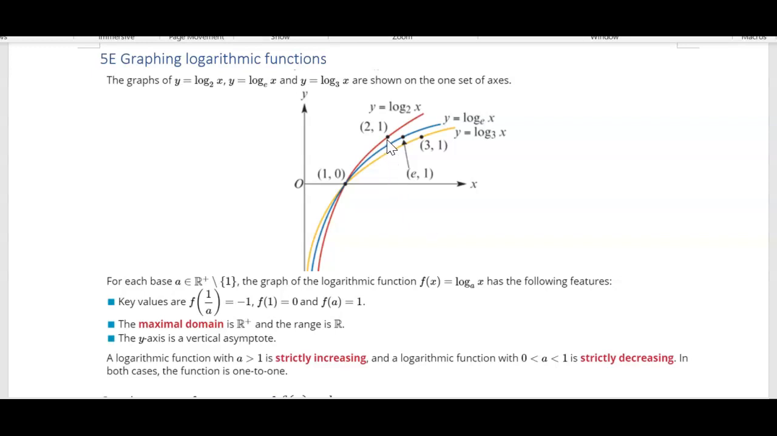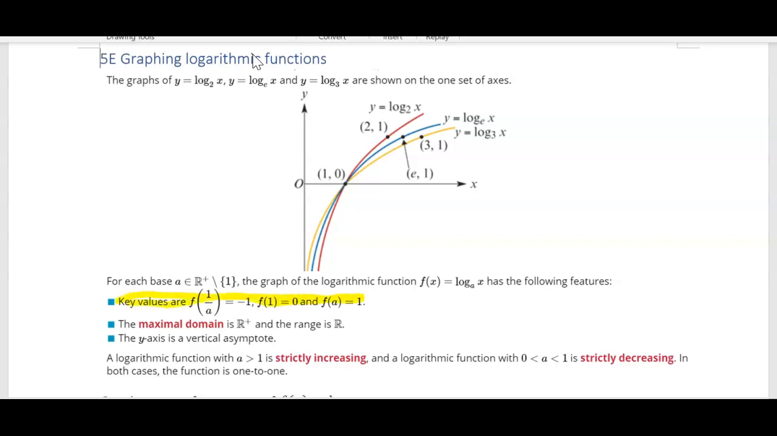At y equals 1, the x value is the value of their base. Let me just highlight here with my pencil. Okay, so the key values here.